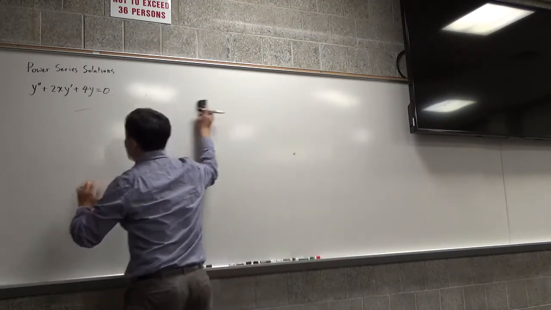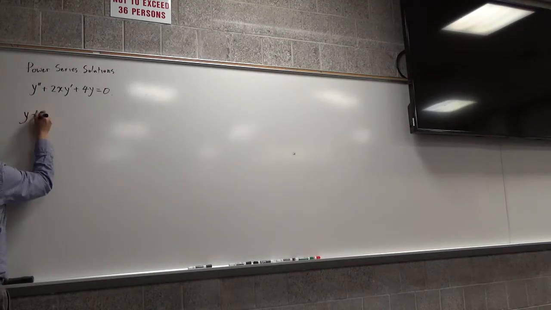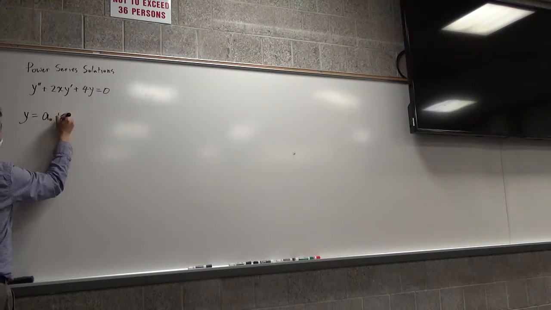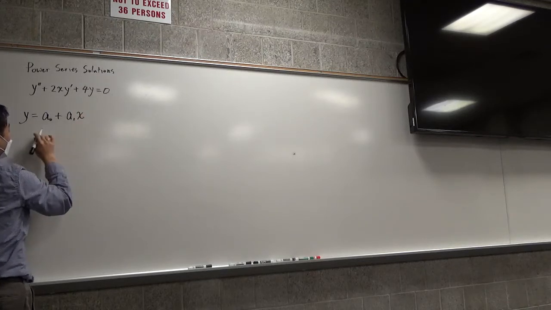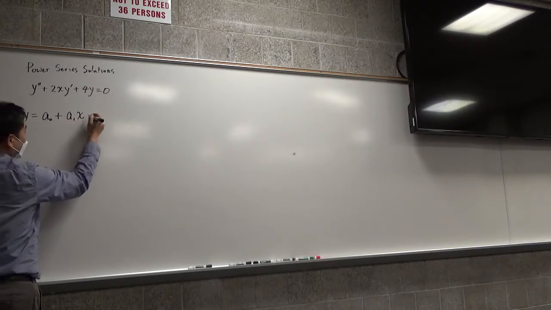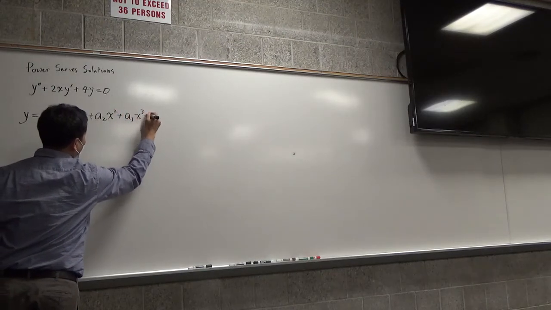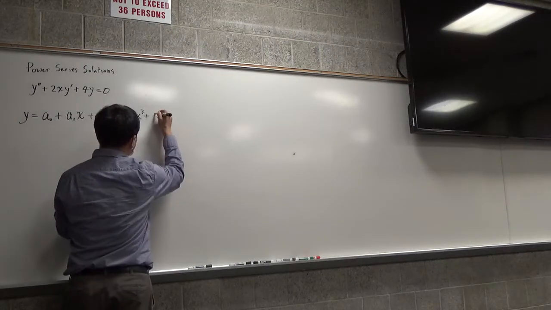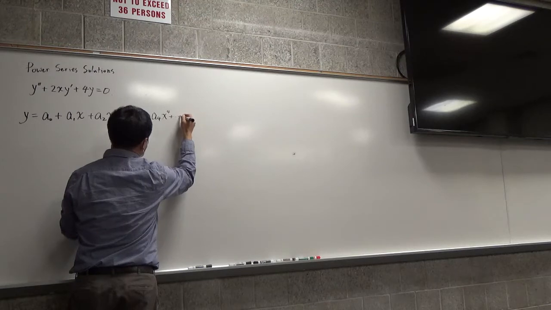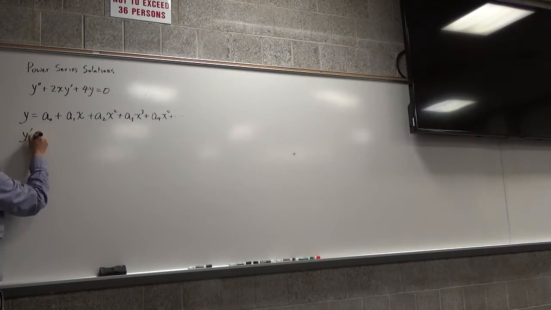Okay. So we're going to start out by saying y is a0, again, unknown, okay? Because we have no idea what it would be, so just put y as a0 plus a1x plus a2x squared plus a3x cubed plus and so on. Let's just put one more. The more terms you have, it gives you a better idea of what's going on. Okay? Now we have to differentiate.